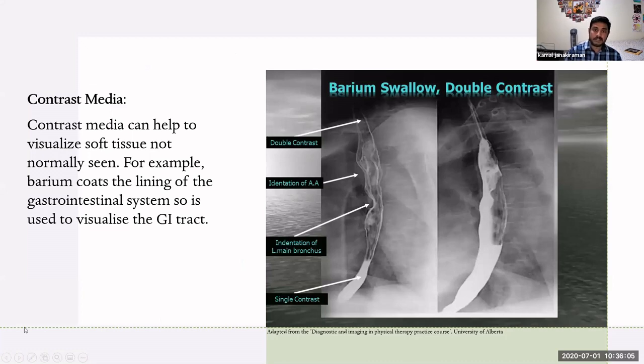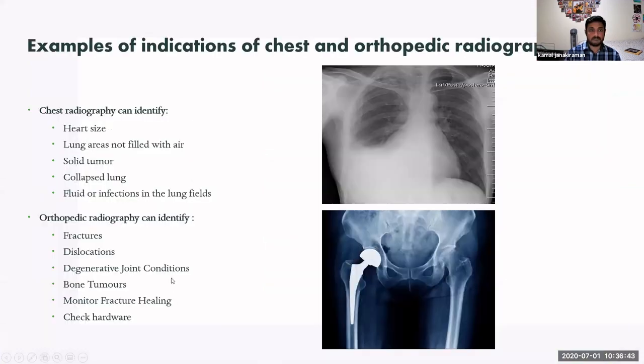Now, sometimes the X-rays are done along with contrast media. So why do they do that? The contrast media can help to visualize soft tissue, which is not normally seen. For example, barium coats the lining of the gastrointestinal system, so it is used to visualize the GI tract. Because the GI tract is normally not much visible with a regular X-ray, they ask the patients to drink some contrast media, so that after that they take an X-ray and can visualize the GI tract.